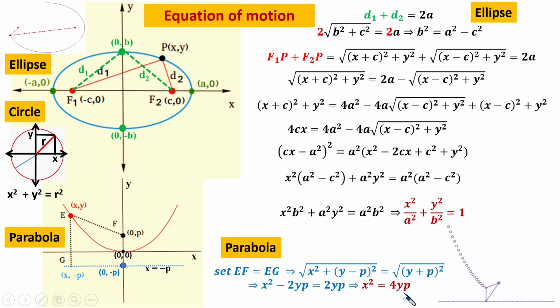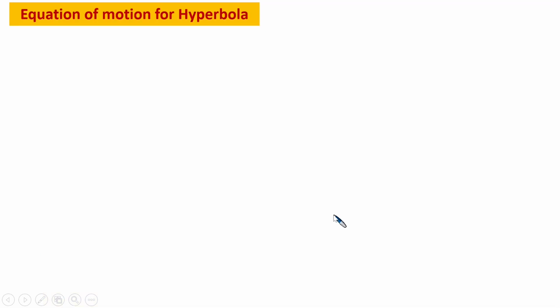So this is the equation of motion of a parabola. So the path will go, this is your constant. Here you can see this is constant, this distance and this distance are the same. Okay, now let us come to hyperbola, because this is very important to know what hyperbola means.